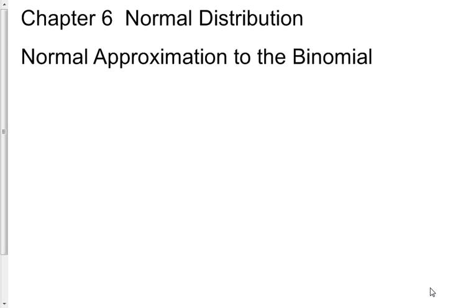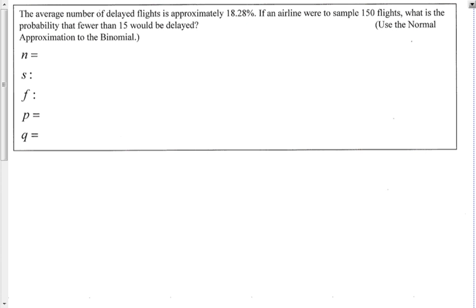Welcome to another video from Chapter 6, again with the normal approximation to the binomial, and this one's going to be the actual application, an actual problem. So for our example, we're dealing with delayed flights. It's approximately 18.28%. If they sample 150, what is the probability that fewer than 15 would be delayed?